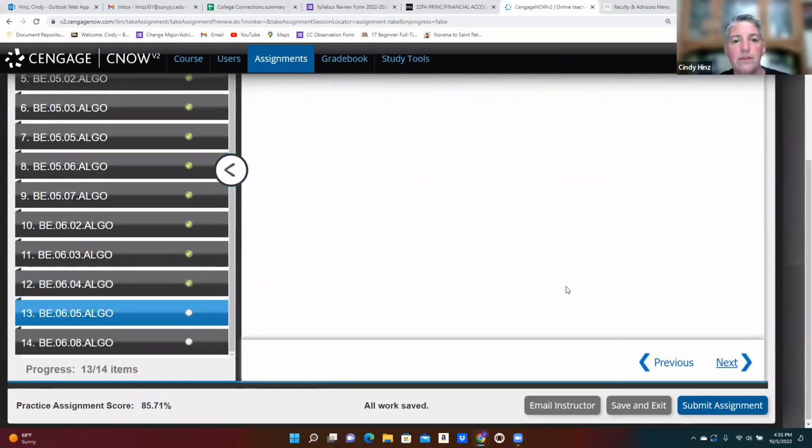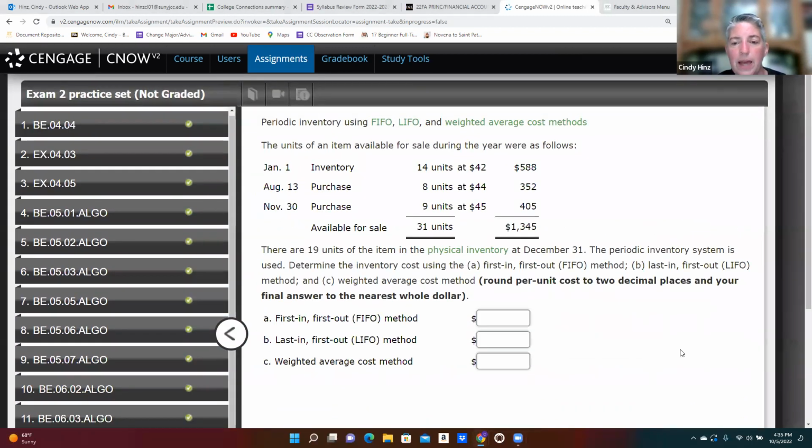And let's see what else we have left here. Periodic system. Let's go through this quickly. Again, I'm very aware of the time here. So we're using a periodic system in all three methods. We are given our beginning inventory, 2 purchases. We know we had 31 units available for sale, and we have 19 left at the end of the month. So if we had 31 available and we have 19 left, we must have sold 12.